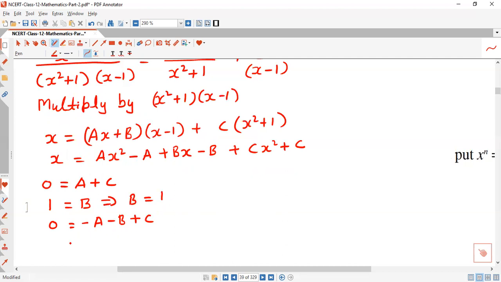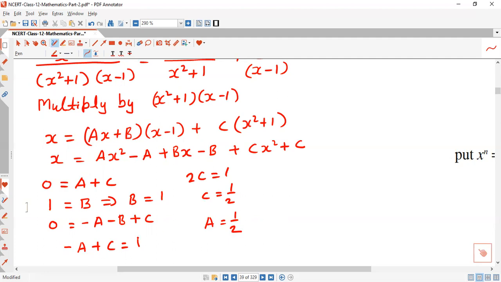The third equation becomes minus a plus c equal to b, and b is equal to 1. So solving this equation, we add: a cancels out, and we get 2c equal to 1, so c equal to half.